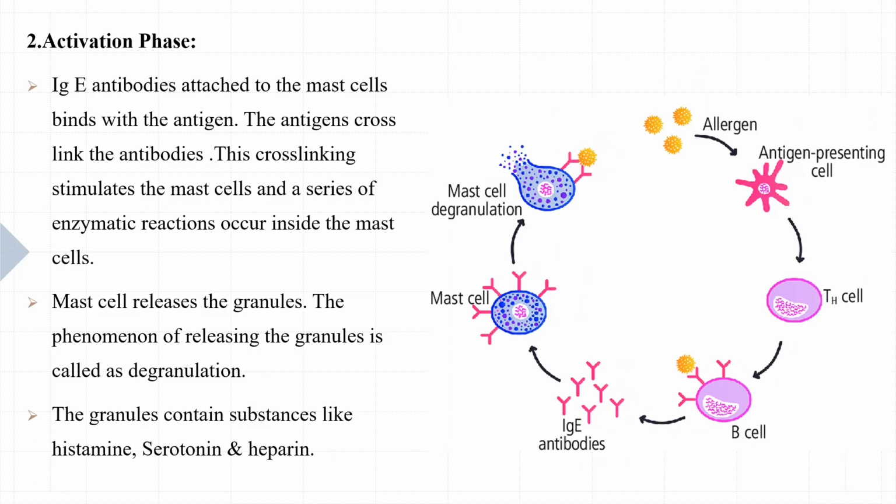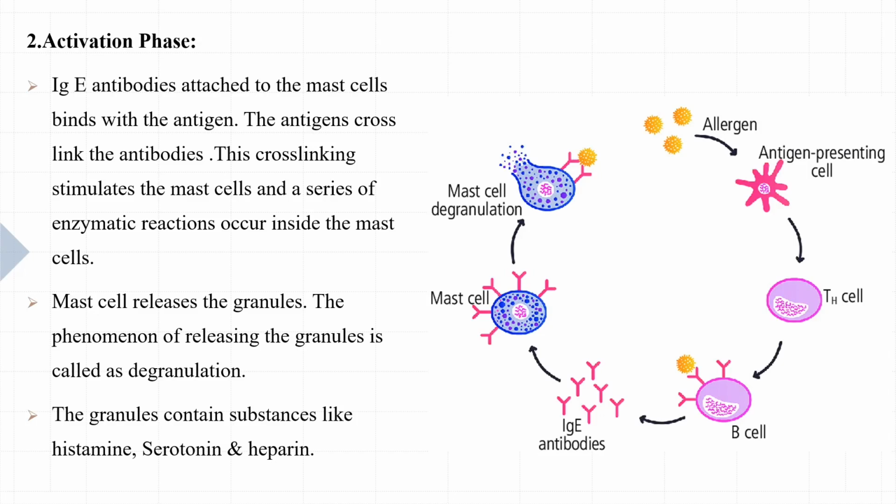Activation phase. When the person is exposed to the same antigen for the second time, IgE antibodies attached to the surface of the mast cell bind with the antigen. The antigen cross-links the antibodies, and this cross-linking stimulates the mast cell, and a series of enzymatic reactions happen inside the mast cell. The mast cell releases its granules, and this phenomenon is called degranulation. The granules contain substances like histamine, serotonin and heparin. The manifestation of anaphylaxis is mainly due to these mediators, which are whatever is released during degranulation.